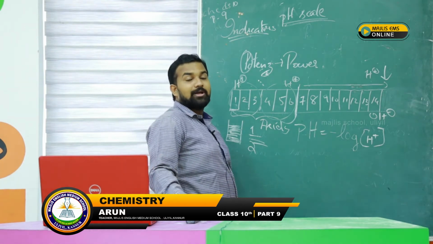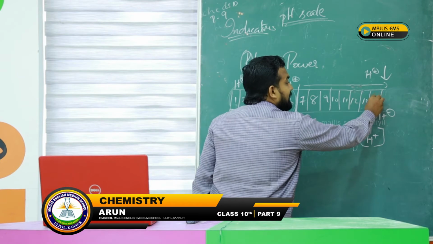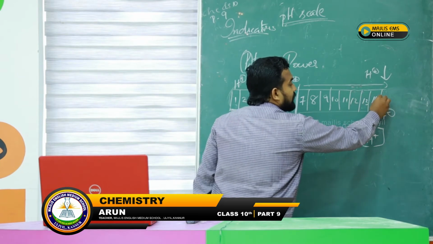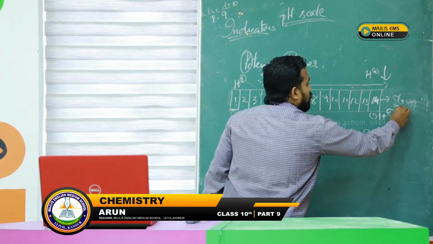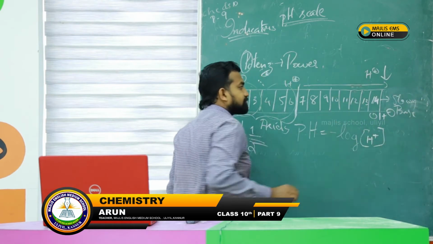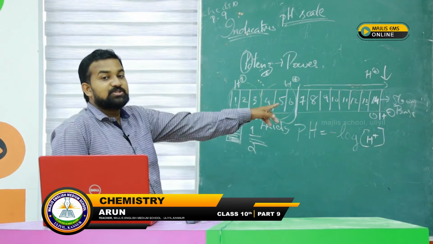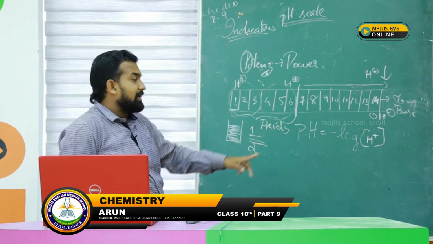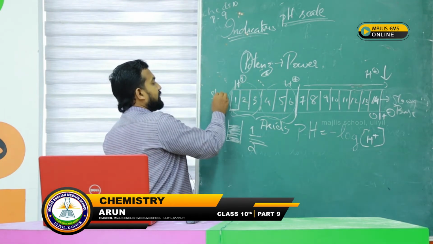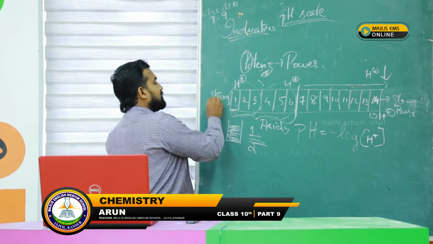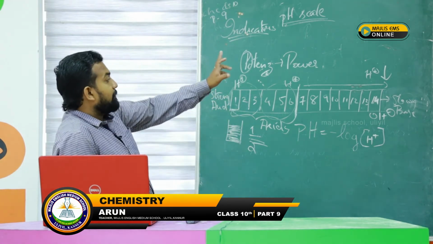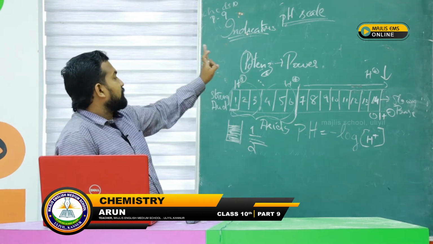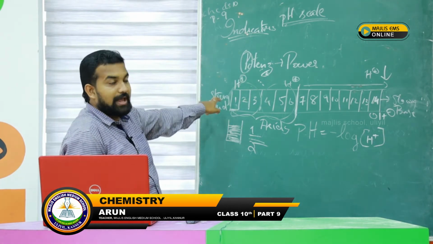So which will be the stronger base? The substance showing pH value 14 will be a strong base. The substance showing the pH value 1 will be a strong acid. Okay, substance showing pH value 14 will be strong base, pH value 1 will be strong acid.